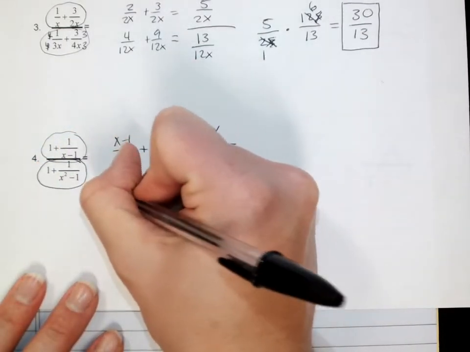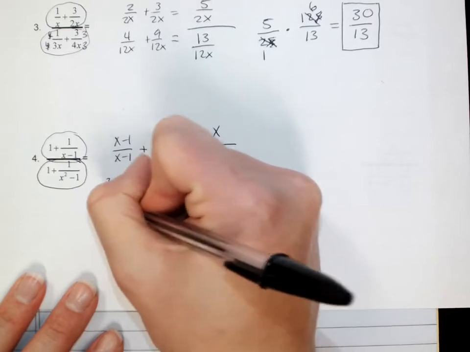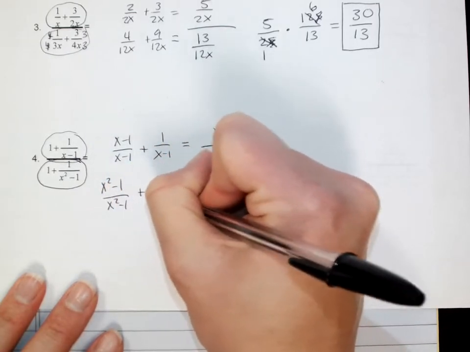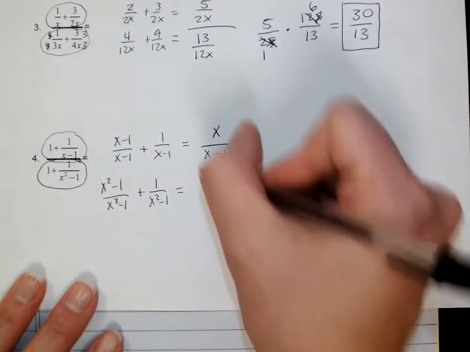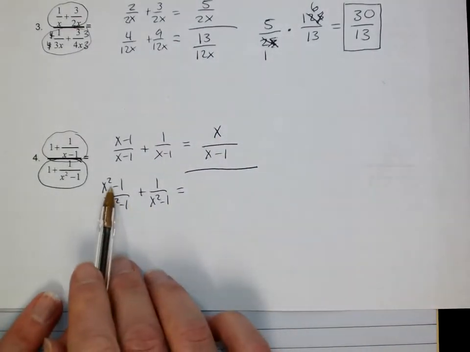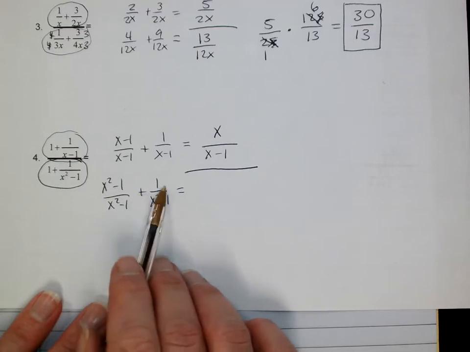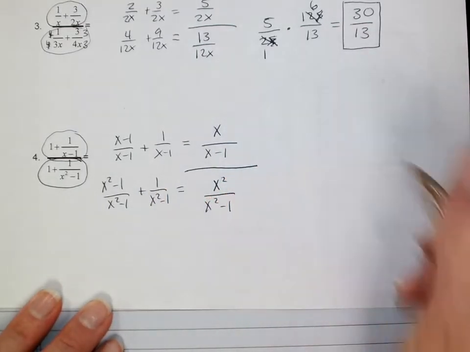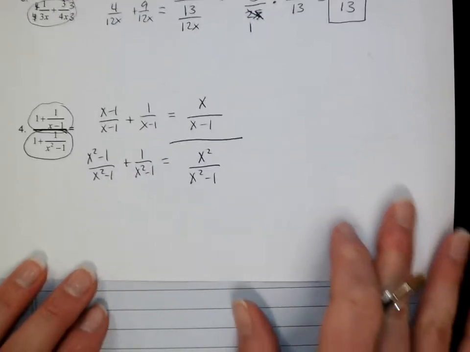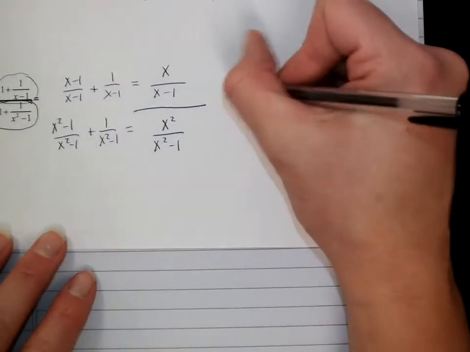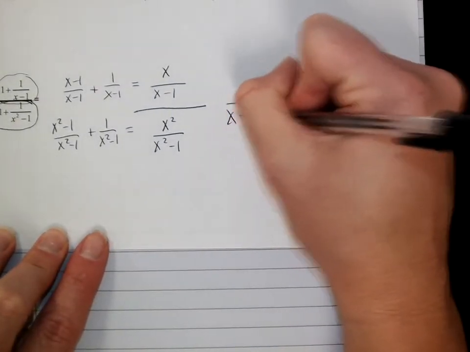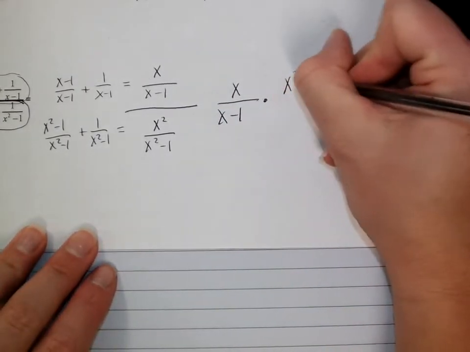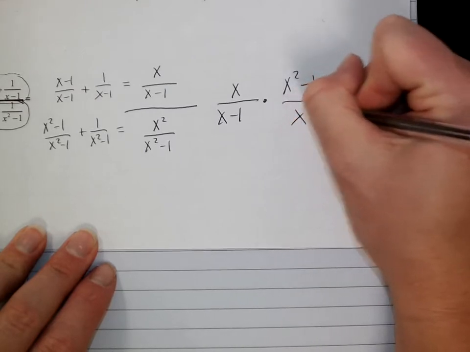Kind of similar thing on the bottom. I'm going to have to change that to an x squared minus 1 over x squared minus 1 plus 1 over x squared minus 1. Again, when you simplify that, x squared minus 1 plus 1 is just going to be x squared over x squared minus 1. Again, setting up for the second part of this, top equation stays the same, x over x minus 1. I change it to multiplication, and I flip the second one, x squared minus 1 over x squared.